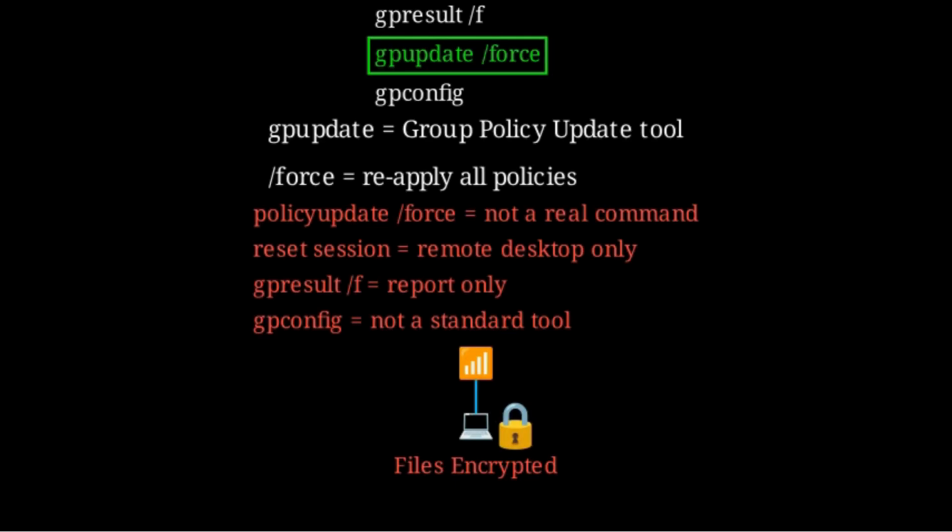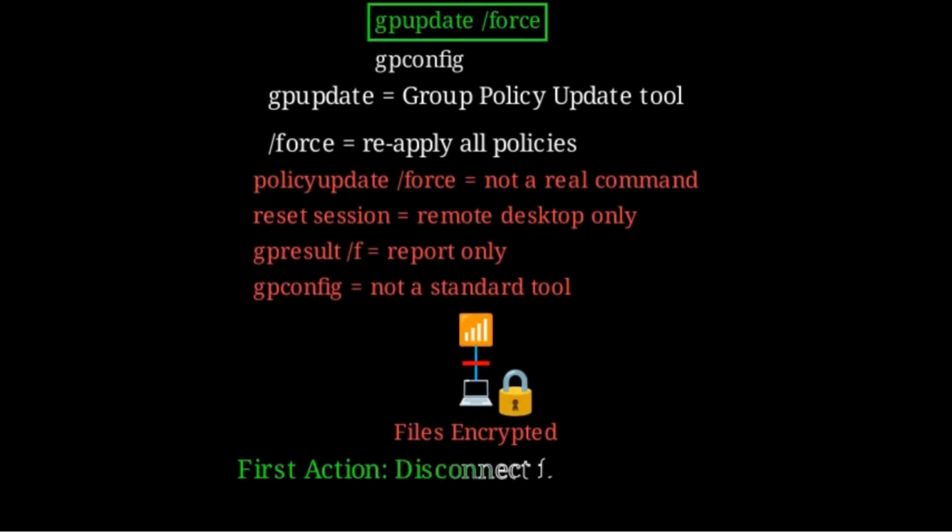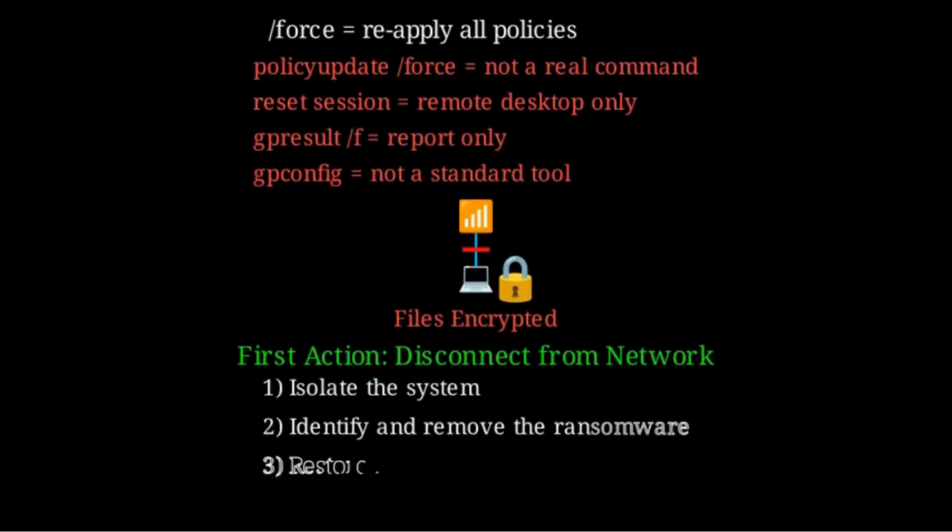The very first action is to disconnect the PC from the network. This stops the ransomware from spreading and cuts off communication. Other steps come later. Identify the ransomware strain, remove it, and restore files from a clean backup. But isolation always comes first.